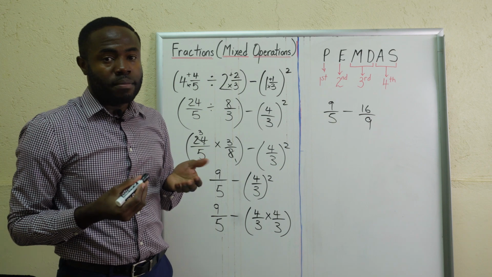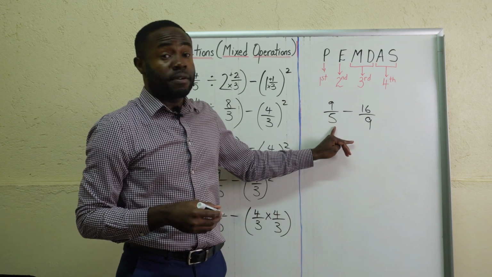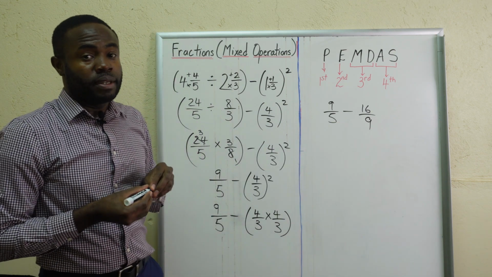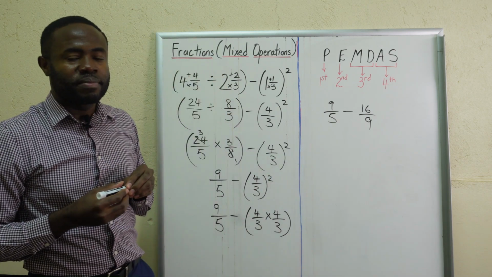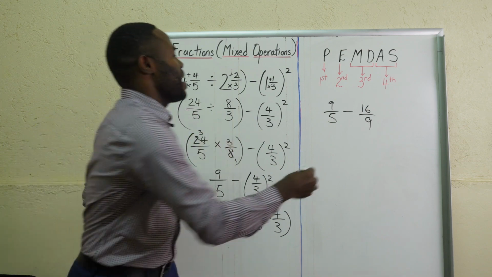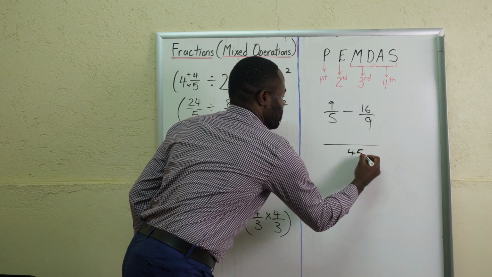Now, whenever we are subtracting fractions and they have different denominators, what we need to do is to find a common denominator. Alright, so in this case, our denominators are 5 and 9. What is the lowest common multiple of 9 and 5? Can you tell me? Did someone say 44? No. Did someone say 45? Good job. Alright, so in this case, our common denominator would be 45.